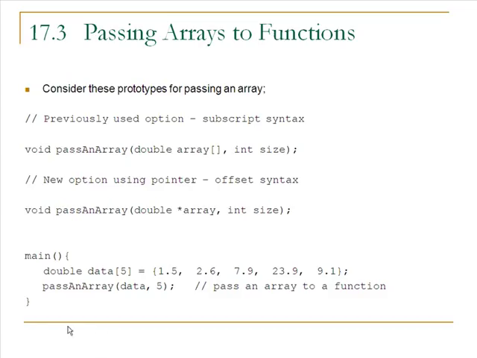So when we call this function passAnArray, we're passing only two numbers: the address of the first element and how many elements there are in the array. There's no way that the function could know how many elements there are in the array just by having the starting point. So we have to pass two values when we pass an array.